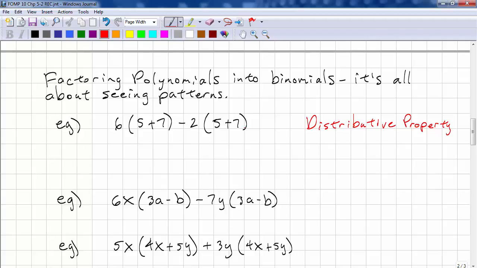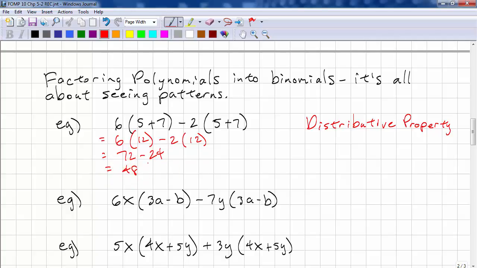Let's just do this for constants right now. If we want to simplify this, we do 6 times 12 minus 2 times 12. So this is equal to 72 minus 24.